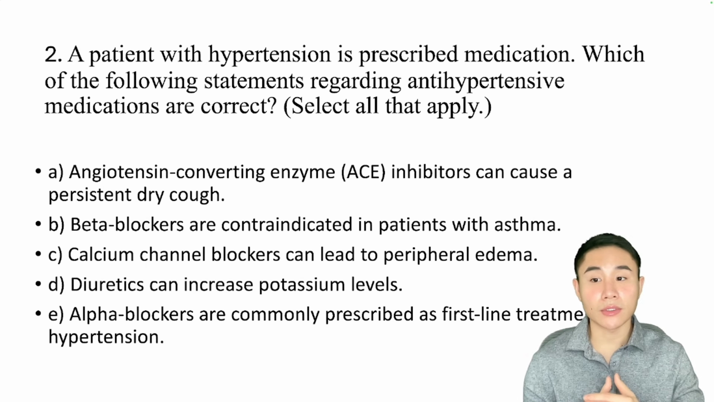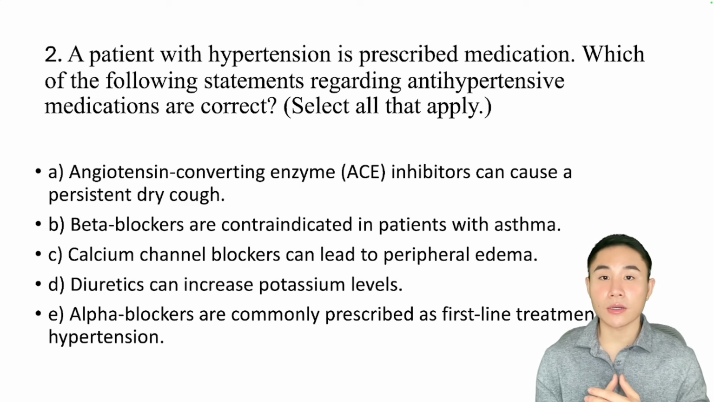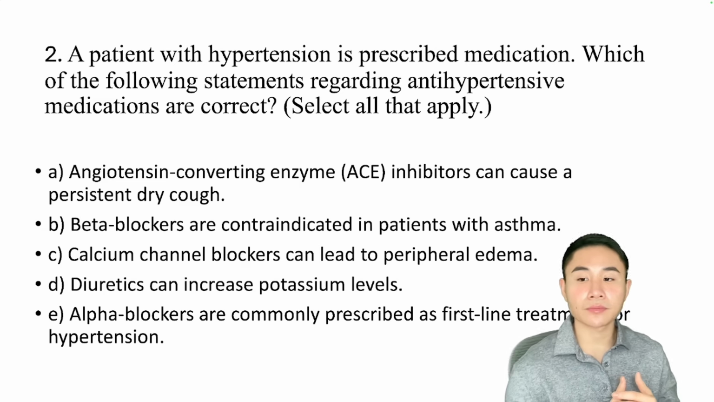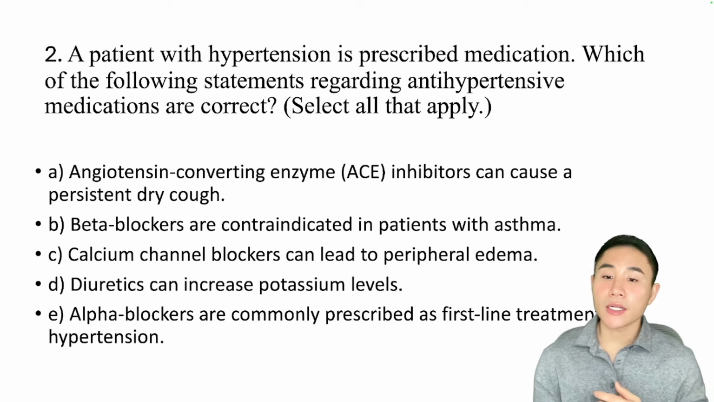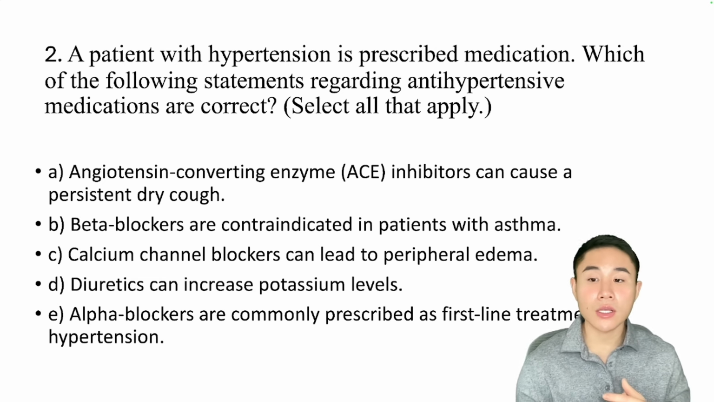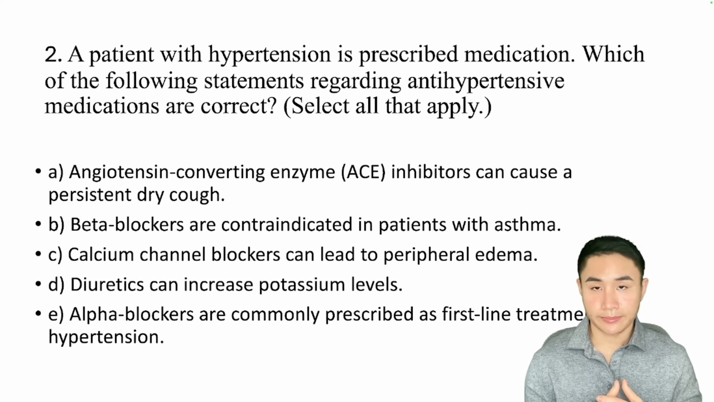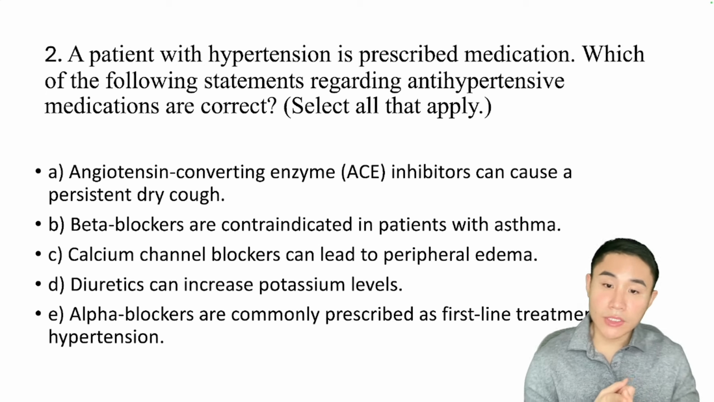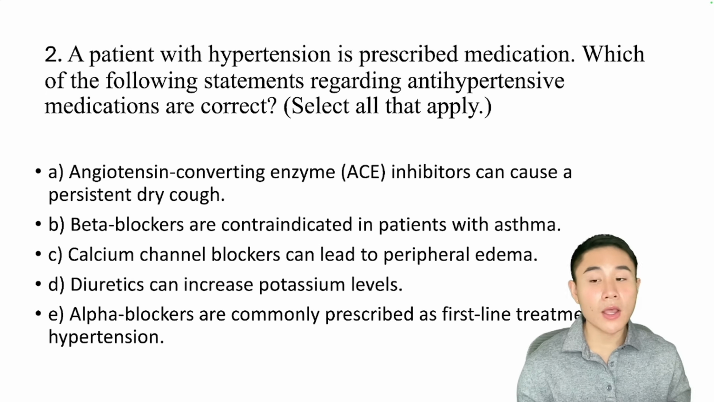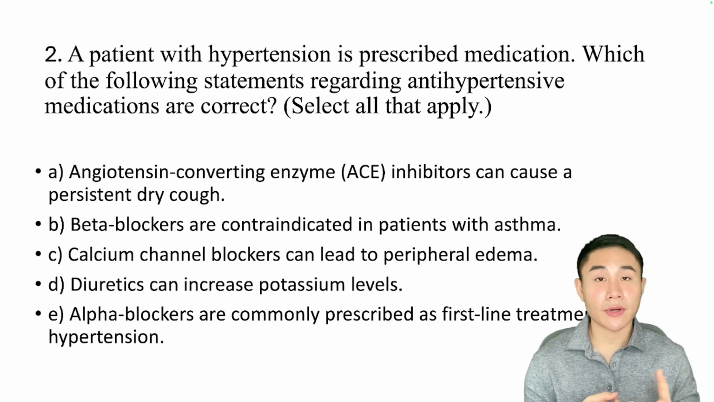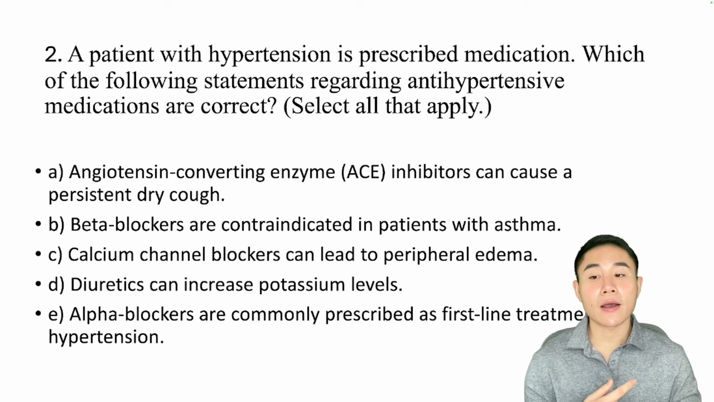The more practice questions you do, the more things you'll remember on your exam, and the more things you'll learn. For example, this calcium channel blocker can lead to peripheral edema, and this is a correct statement. D. Diuretics can increase potassium levels. So diuretics can both increase or decrease potassium levels. We have potassium-sparing diuretics and non-potassium-sparing diuretics.